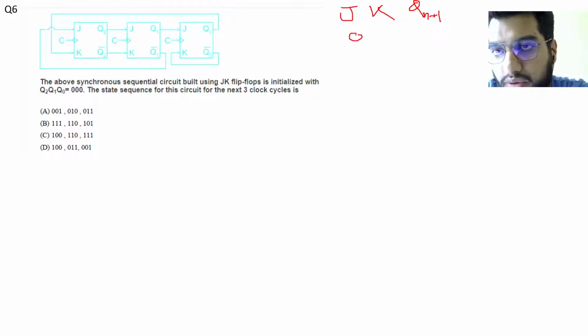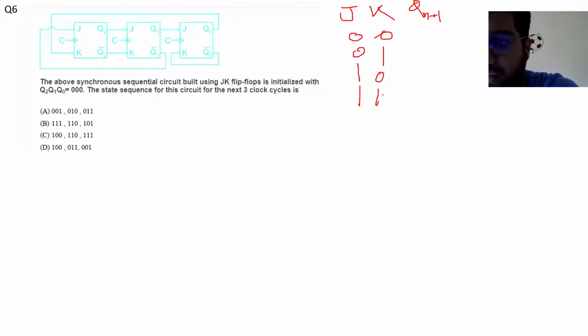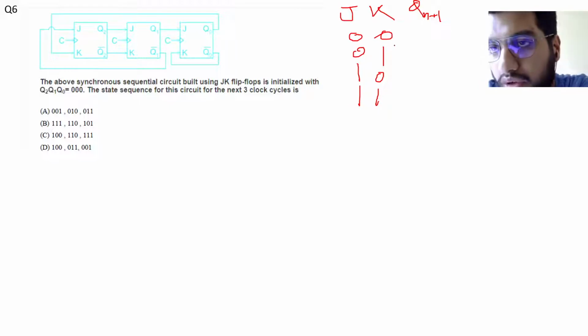It will be 0 0 0 1. These things you should remember once you are in digital circuit studies. You should remember these things by heart. It will save you a lot of time. So 0 0 is Qn, so it is the previous output. 0 1 is 0, 1 0 is 1, and 1 1 is toggling, Qn complement.